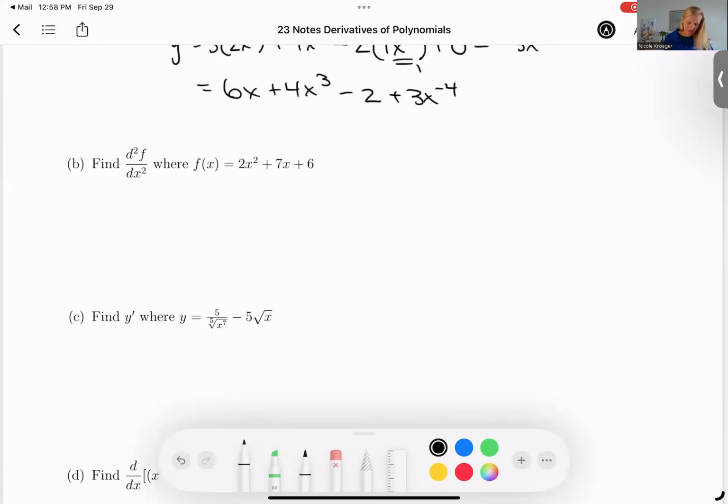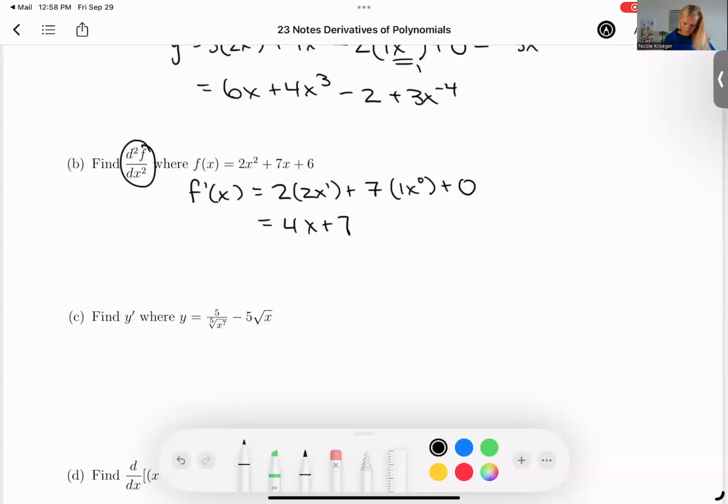This next one's asking us for the second derivative. So let's find the first derivative. It's going to be 2 times 2x to the first plus 7 times 1x to the 0 plus 0, since 6 is a constant. So this is 4x plus 7, since x to the 0 is 1. And then if we take the derivative of that, this is 4 times 1x to the 0th power. 7 is a constant, so its derivative is 0. So we're just getting 4 out for our second derivative.